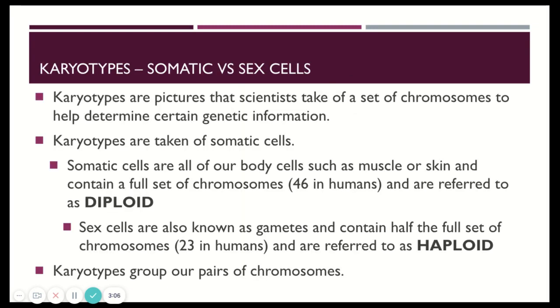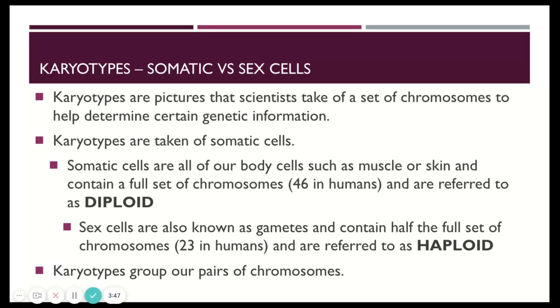When we talk about karyotypes, what we are talking about are pictures of a set of chromosomes that help determine certain genetic information, not all. Karyotypes are taken of somatic cells. So when we talk about a somatic cell, what we are talking about is a cell in our body, such as muscle or skin, something that contains a full set of chromosomes. We are not talking about a sex cell. This is a gamete and only contains half of the set of chromosomes. When we want to look at a karyotype, we want to look at the full set of chromosomes, all 46 in their diploid state. The sex cells exist in a haploid state, only 23 chromosomes.